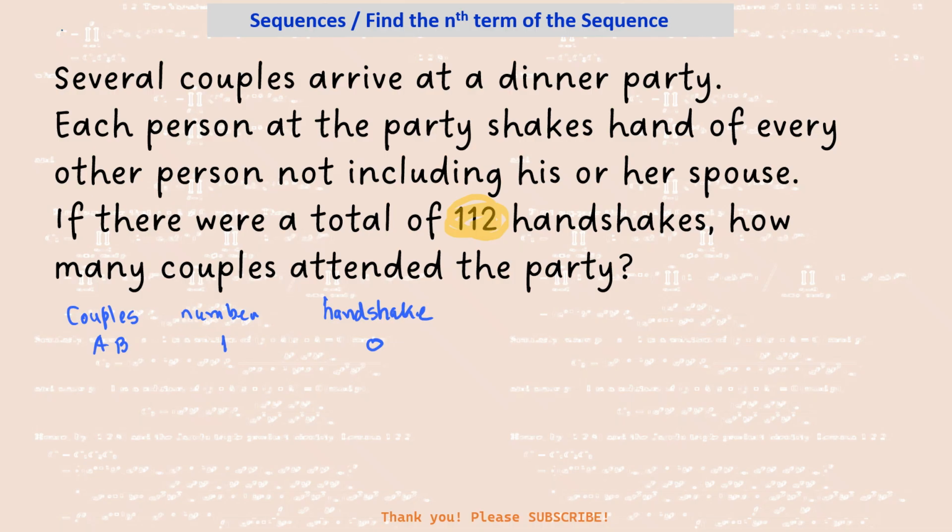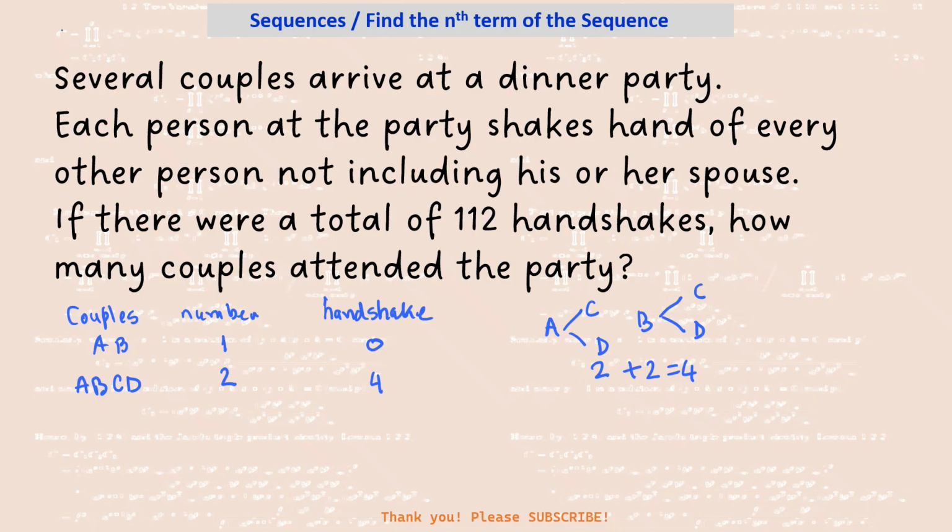So we start with, suppose A and B were a couple, so the number of couples is 1, and there would be 0 handshakes because handshakes between the couples don't count. So then say C and D join them. When C and D join them, you would have 2 couples, and the number of handshakes then would be, you see, A would shake hands with C and D, and B would also shake hands with C and D. So there would be 4 handshakes.